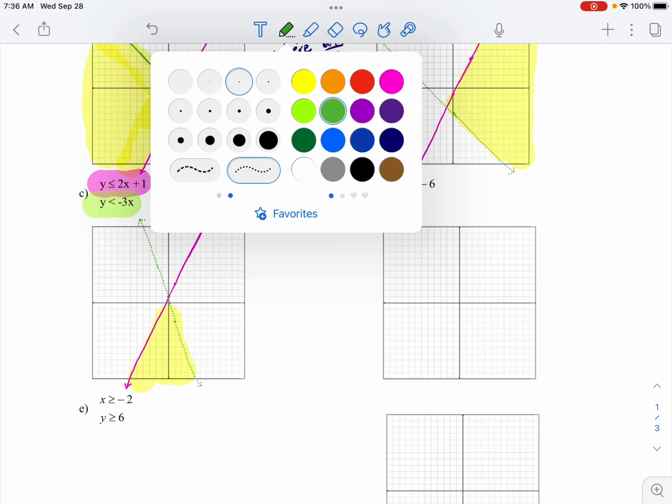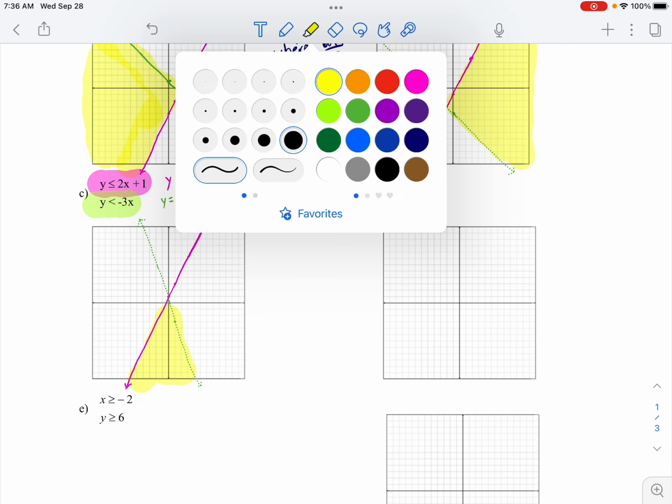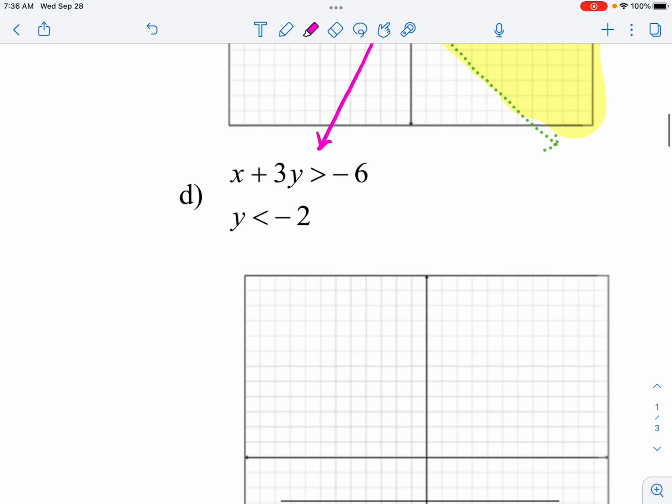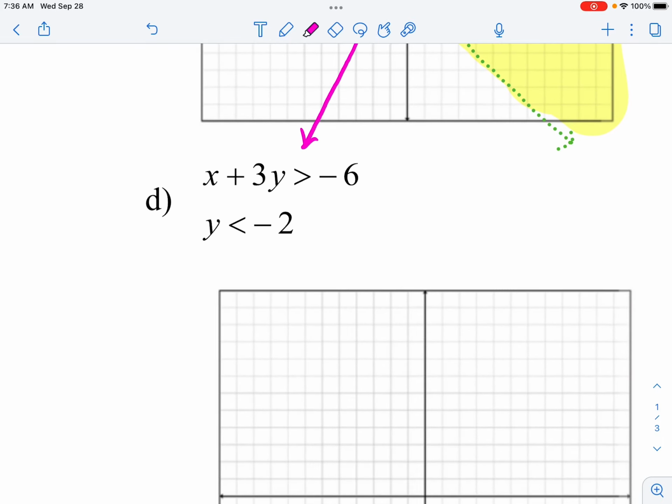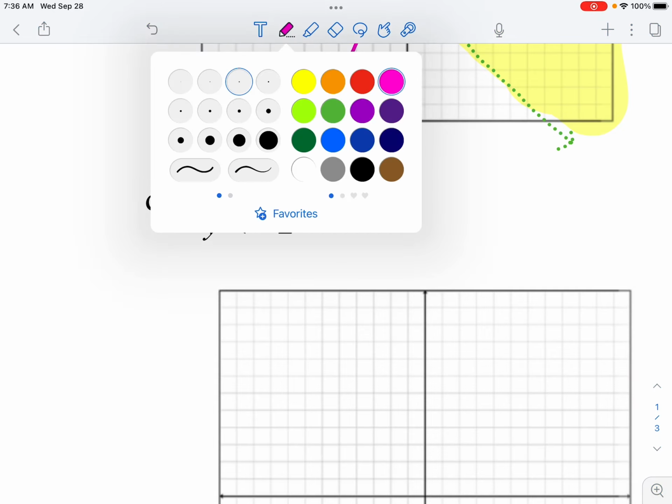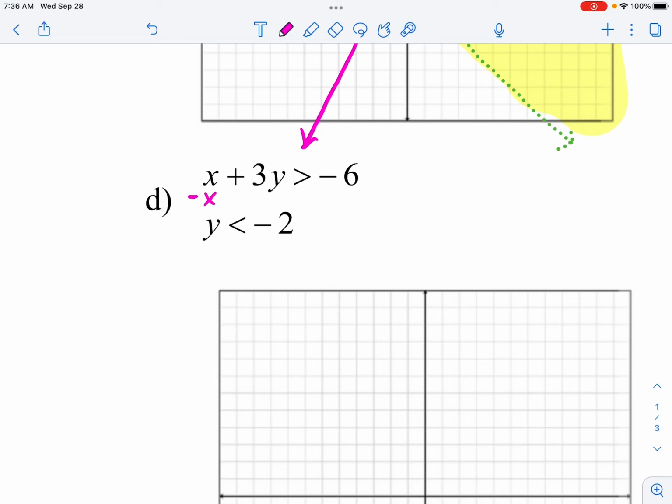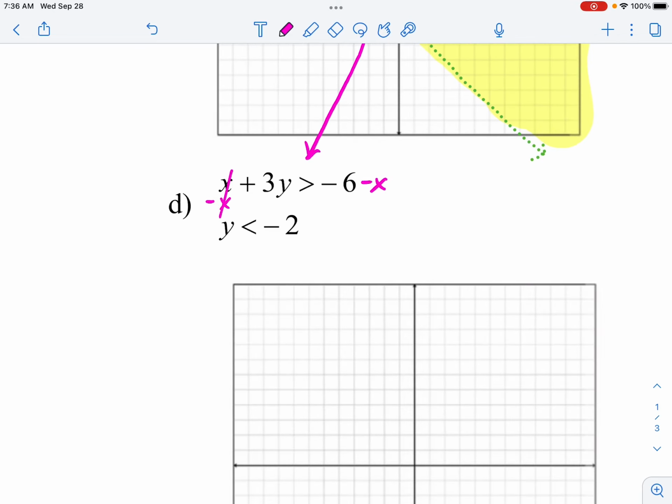All right, so over here, we got x plus 3y is greater than -6. Before I highlight that, I want to put it in slope-intercept form. So I'm going to subtract x from both sides because I want to get y by itself. Now I'm going to divide by 3. Okay, so I have y is greater than -2 minus 1/3 x.